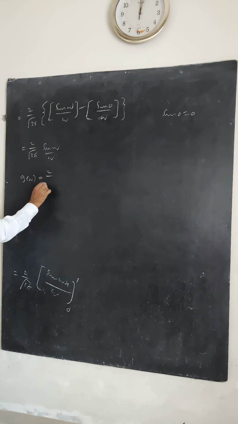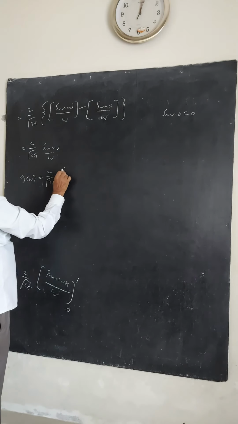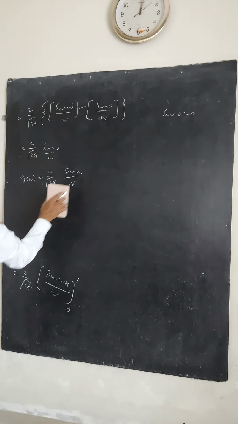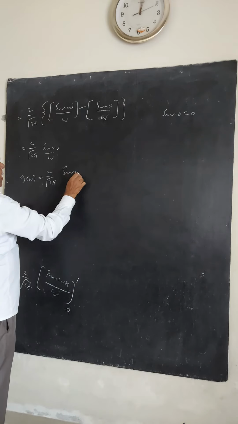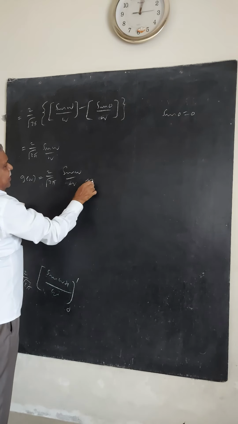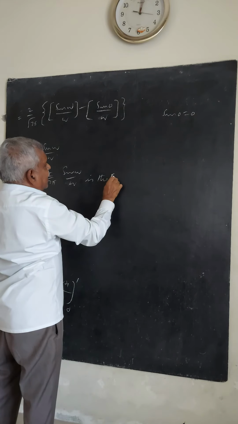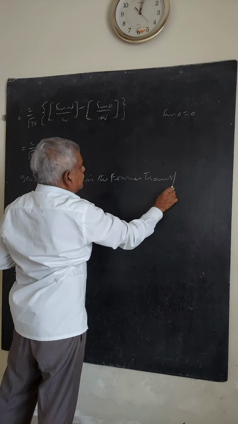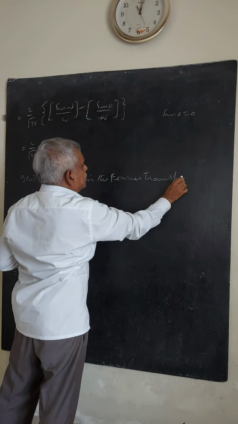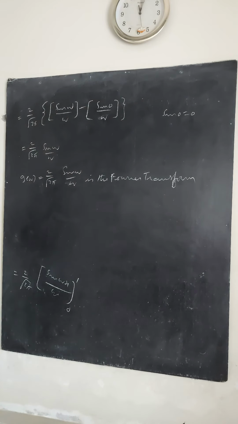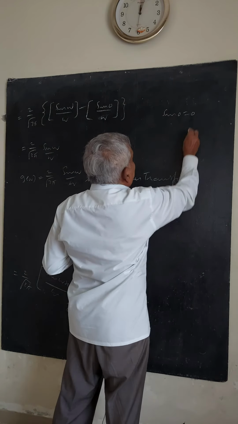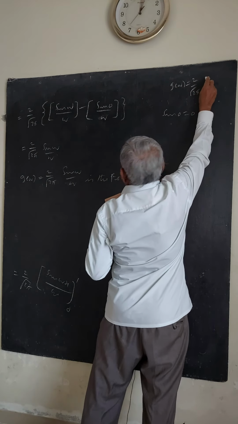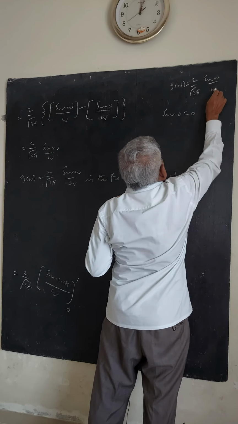G omega equal to 2 by root of 2 pi sin omega by omega. Let us write clearly. Sin omega by omega is the Fourier transform. Let us write at this side: g omega equal to 2 by root of 2 pi sin omega by omega.